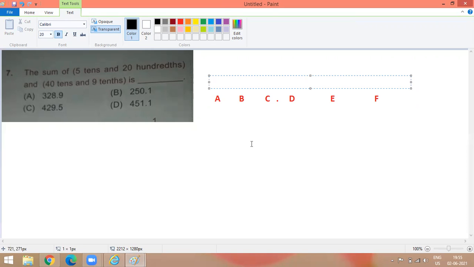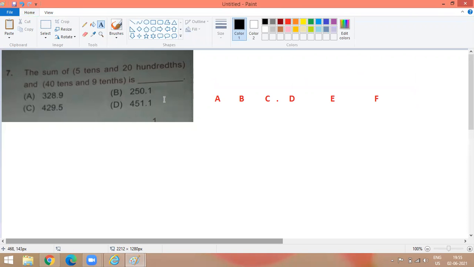Dear students, today we will start with our seventh question. The question is the sum of 5 tens and 20 hundreds and 4 tens and 9 tenths.